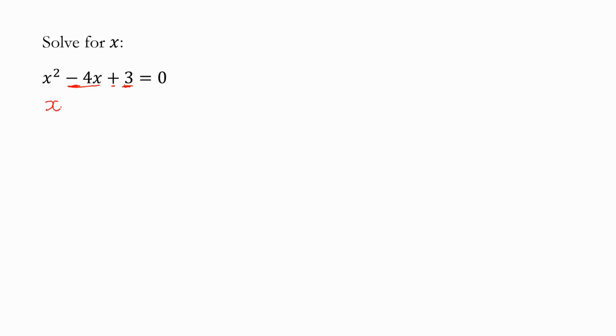So we say x, negative 3, x, negative 1 is equal to 0. Okay, we factorized here, meaning that x is equal to 3, or x is equal to 1.